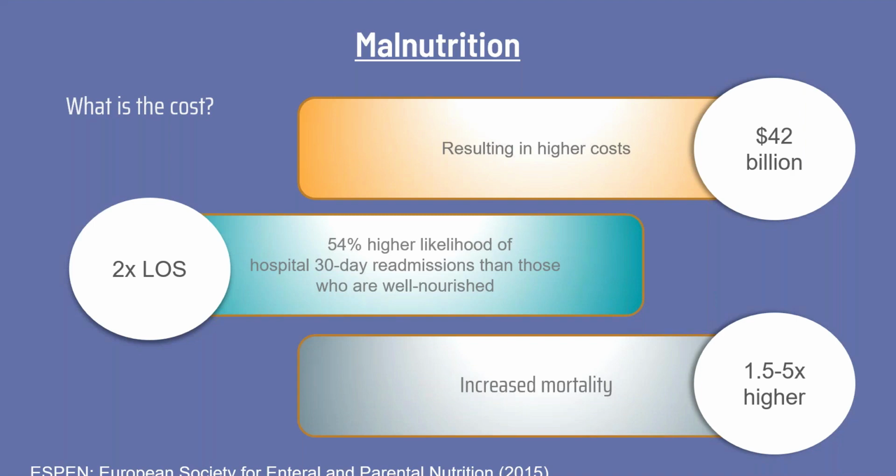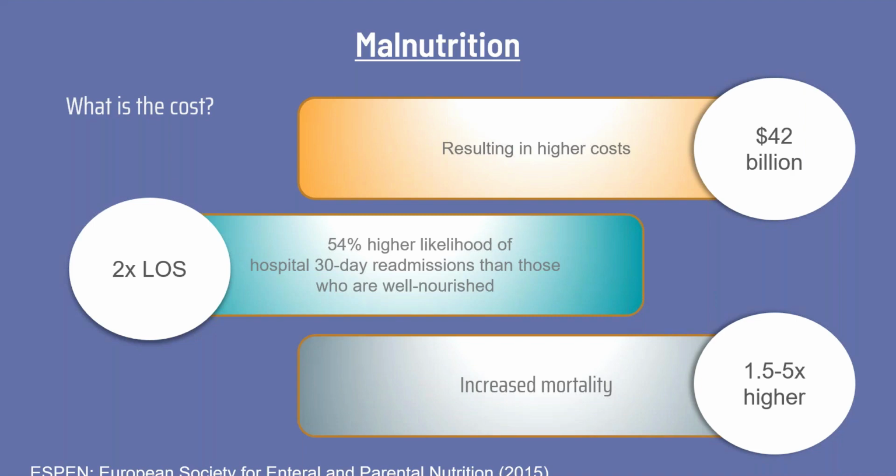We also know that patients who are malnourished tend to have a longer length of stay, up to twice the amount of time that someone who is well nourished would stay. Also, there's about a 54% higher likelihood that these patients will be readmitted after the 30 days compared to those who are well nourished. So the additional financial cost and burden is caused by longer length of stay, and also the challenges that that presents to the older patient as well as their families.